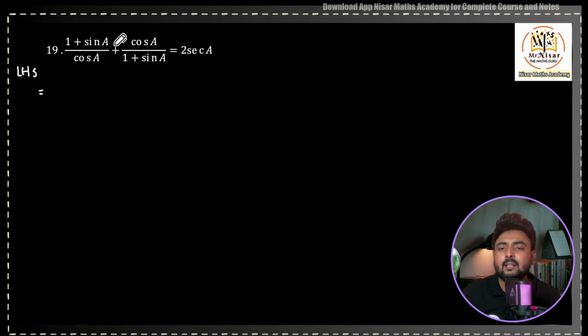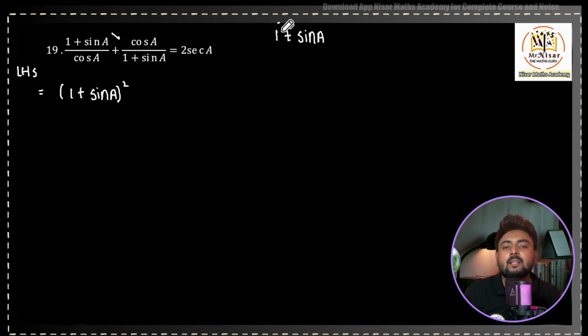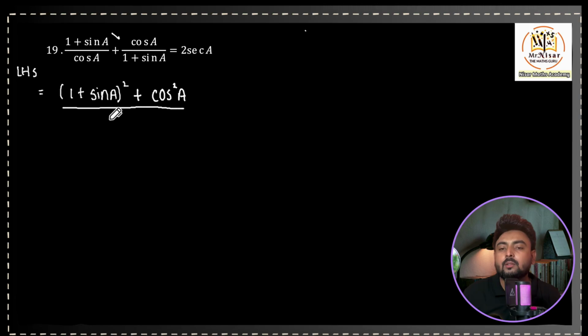So 1 plus sin A into 1 plus sin A, can I write it as (1 plus sin A) whole square? See, some children do it like this, 1 plus sin A into 1 plus sin A, they write 1 square and sin square A. This is absolutely wrong, and that is the reason their answer will come wrong. They will make many mistakes ahead. Basics. It is 1 plus sin A into 1 plus sin A, it becomes (1 plus sin A) whole square. Cos A into cos A becomes cos square A upon, it is cos A into (1 plus sin A).